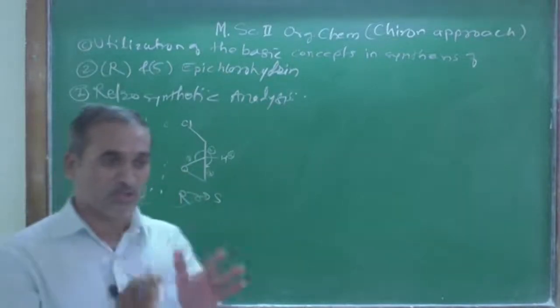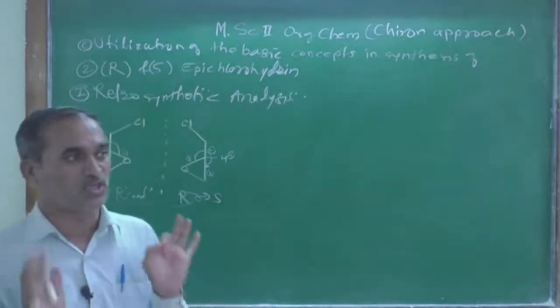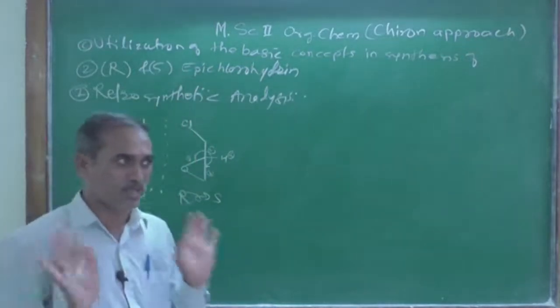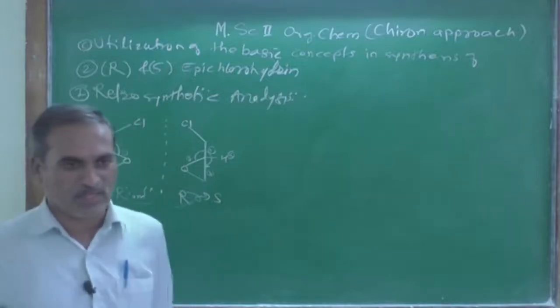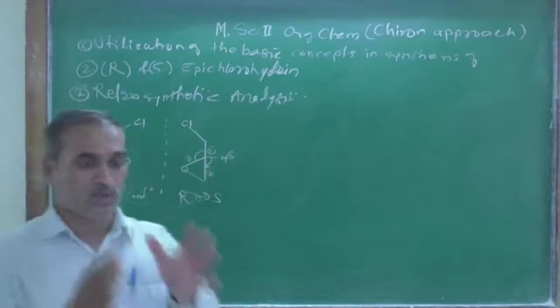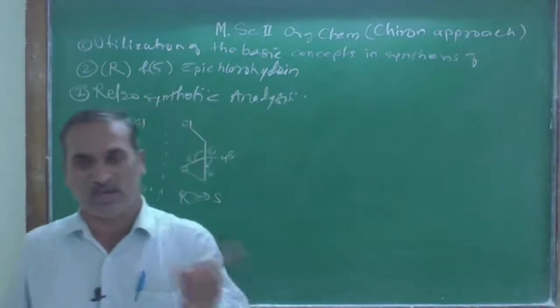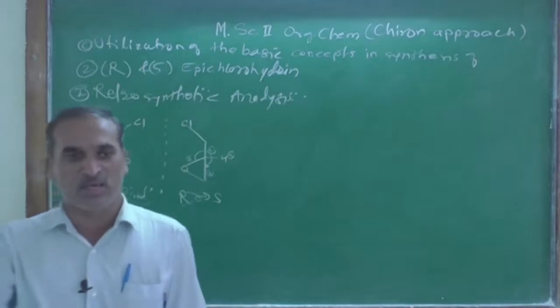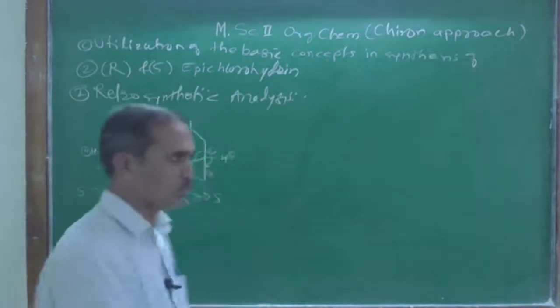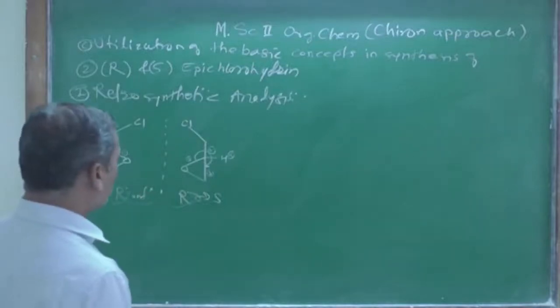Do you know enantiomer means non-superimposable mirror images of each other? Their physical properties as well as chemical properties are the same, but they differ in that their rotations are opposite. One rotates the plane of polarization to the right-hand side, whereas the other rotates the plane of polarization to the left-hand side, and that's why they are called enantiomers.